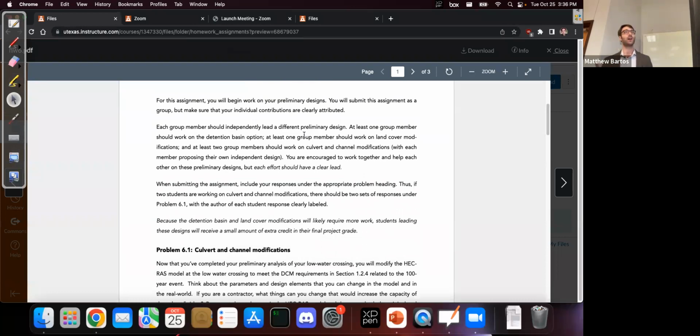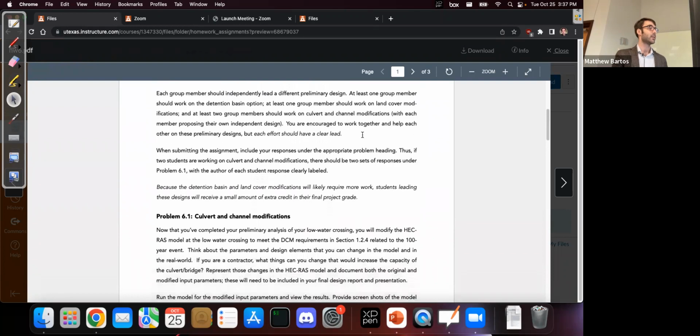There's essentially 3 different options. I'll talk about each of these in a bit more detail. There's the culvert and channel modifications, there's the detention basin design, and there's the land cover design. So I want at least one group member to work on the land cover modifications. I want at least one group member to work on the detention basin design. And then because most groups are 4 to 5 people, I want 2 people working on the culvert and channel modifications, each with their own independent design.